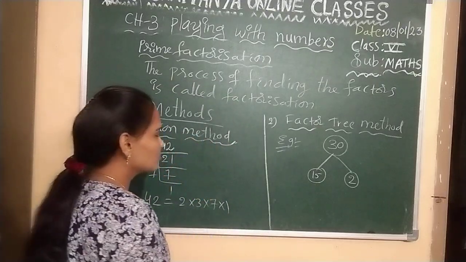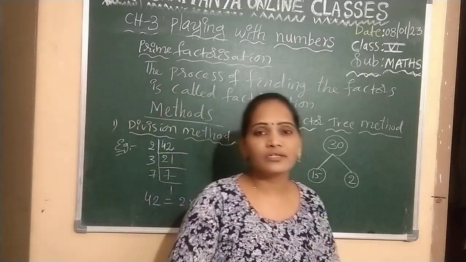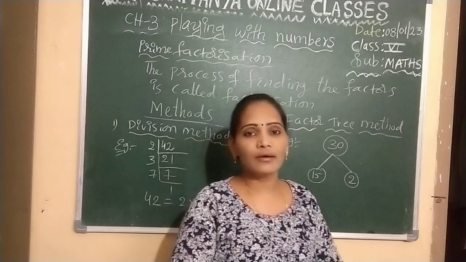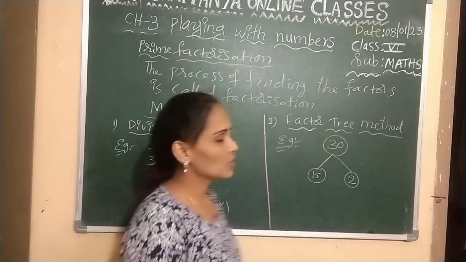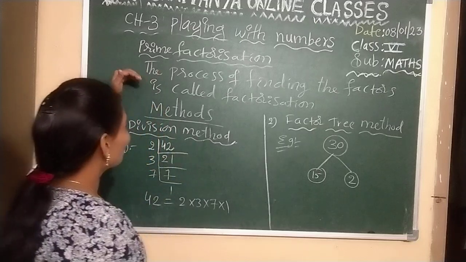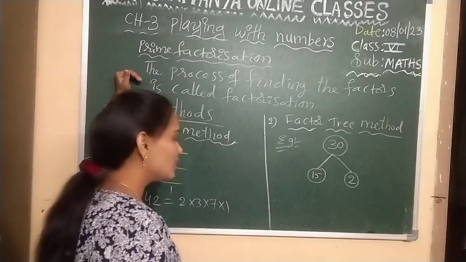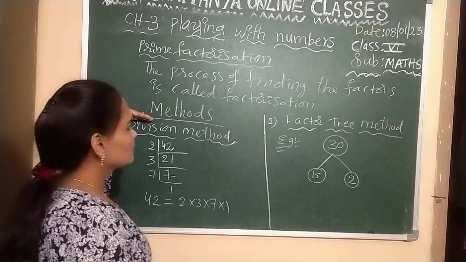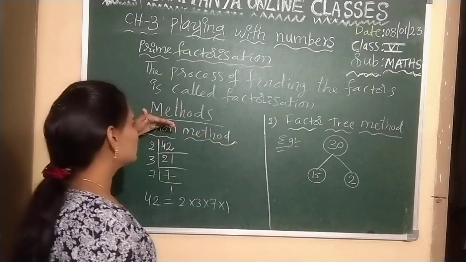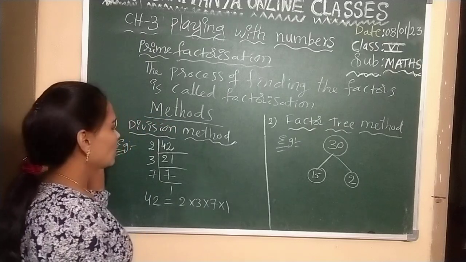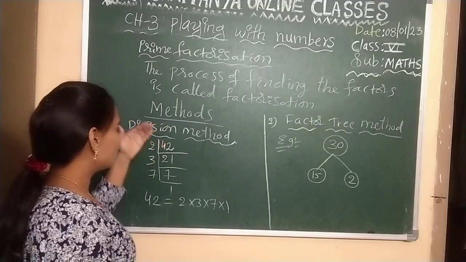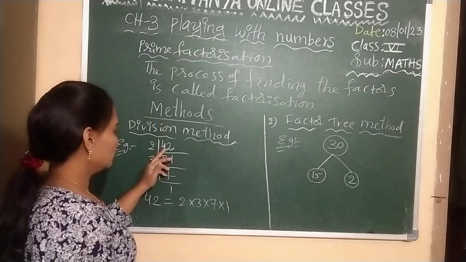What is factorization? The process of finding the factors is called factorization. We have two methods to find the factors of a given number. One is the division method. The second one is the factor tree method. Now, the division method. One example: how to find the factors of the given number by using the division method.